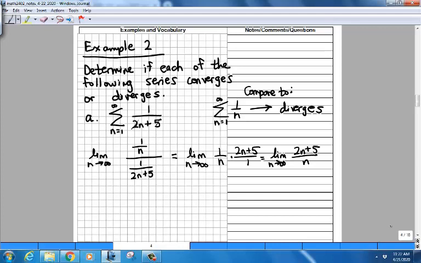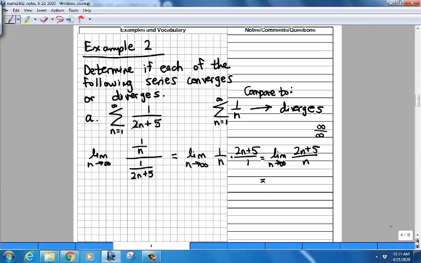And that limit is easy to evaluate using L'Hopital's rule, because as n goes to infinity, the numerator is going to infinity, and the denominator n is also going to infinity. So you get this indeterminate form, infinity over infinity, if you try to substitute infinity directly for n. But that's an indeterminate form that L'Hopital's rule applies to.